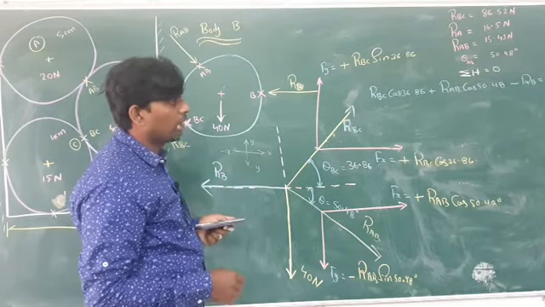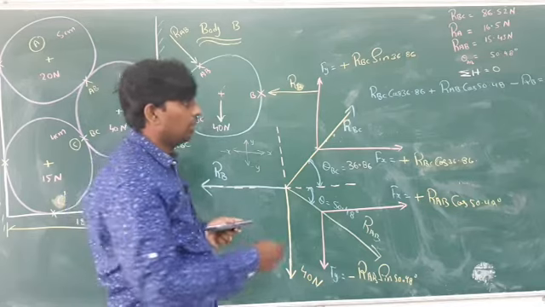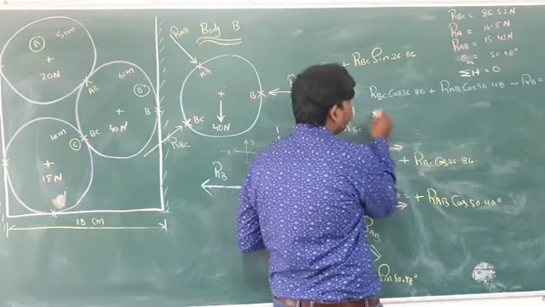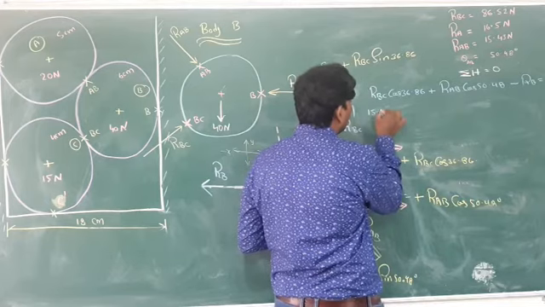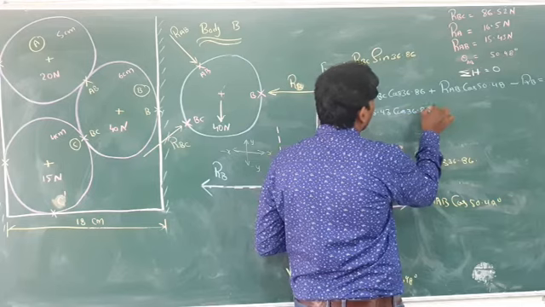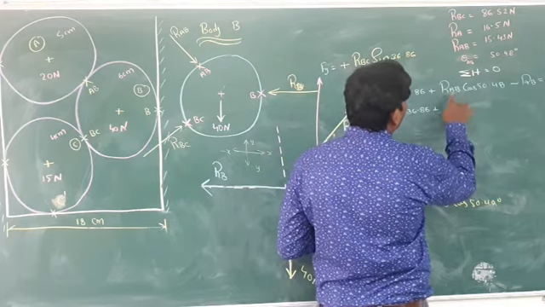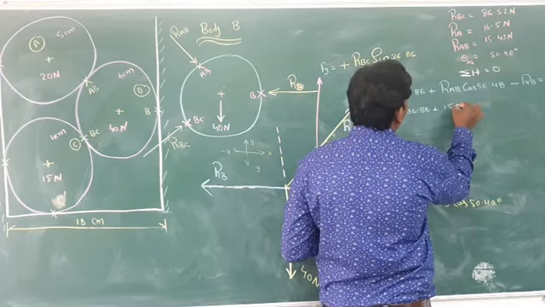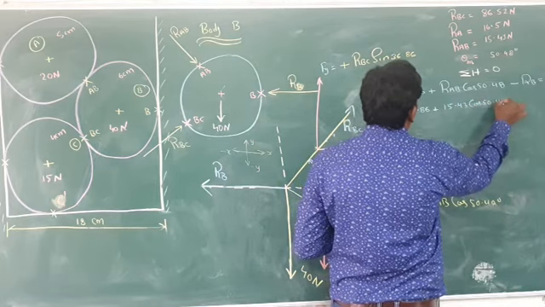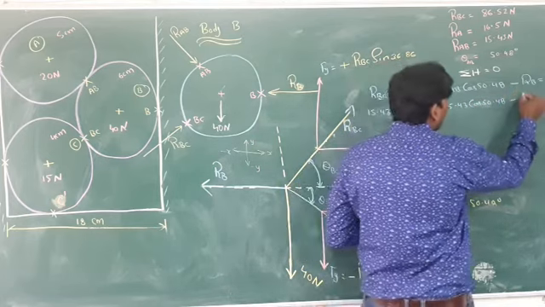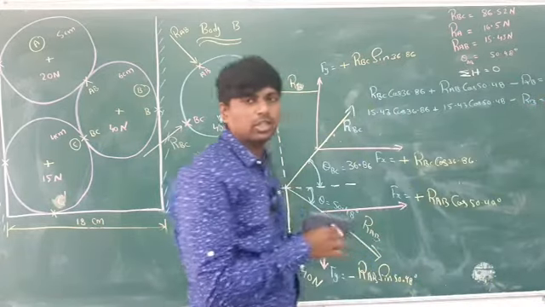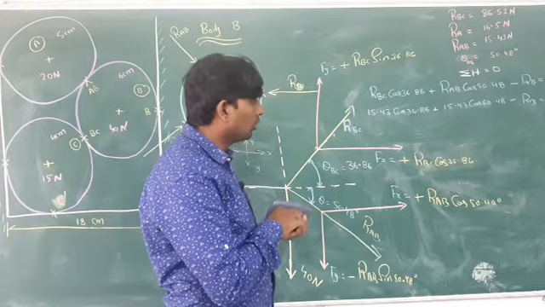You know the value of RBC as well as RAB. So RBC value is equal to 86.52 cos 36.86, plus RAB value 15.43 cos 50.48, minus RB is equal to 0. After that, what do you have to do?